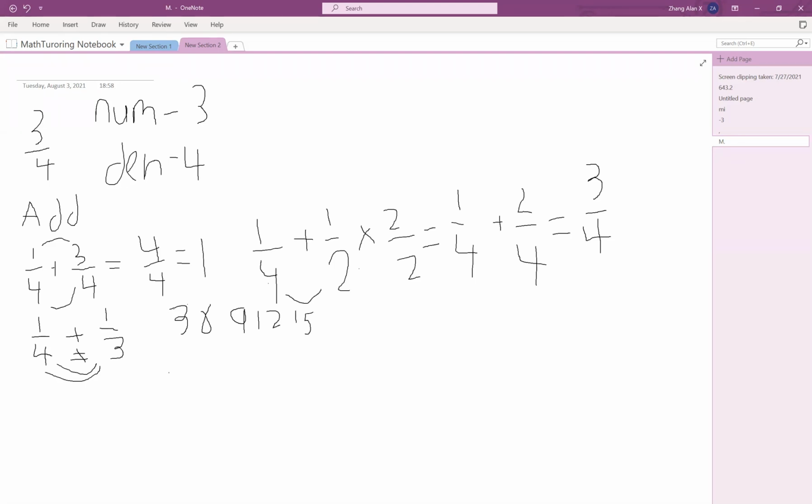Then the multiples of 4 are 4, 8, 12, 16, 20. They keep on going. Well, we have to find a number that both of these equal. We look here, we see 12. So we change the denominators to 12.